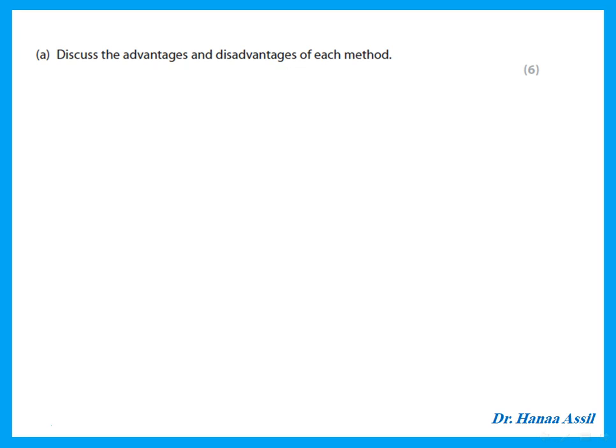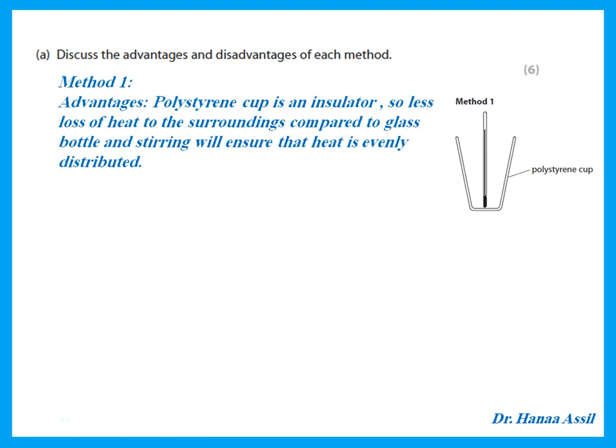And this question is 6 marks. So please try to think of any possible answers so that you can get as many marks as possible. So let us take a look at method 1. What did he say in method 1? He said he was using a polystyrene cup. That's good. So that's an advantage.